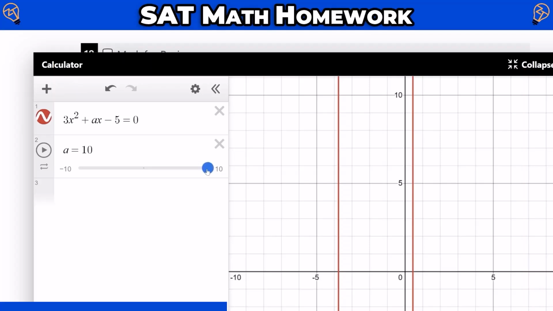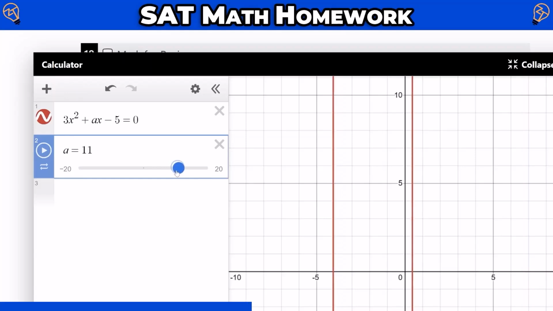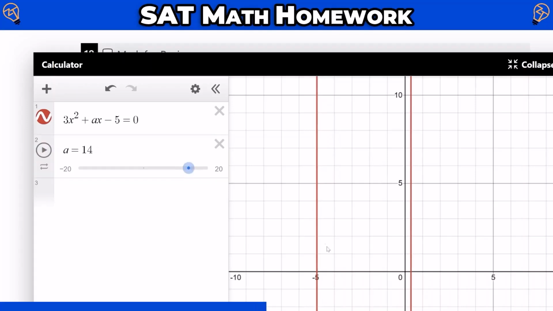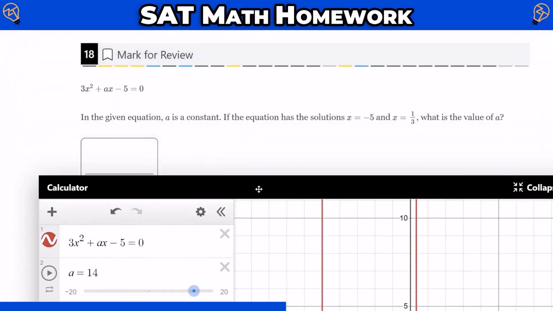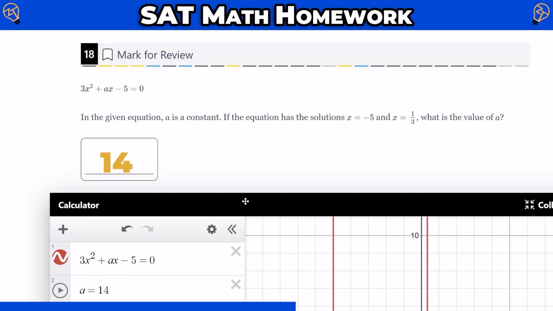However, I need to go bigger than 10. So I'm going to click here again and change the range. Maybe instead I'll go -20 to +20, and I'll just press enter. And then let's see how the slider is working. All right, as I get here, it gets a little bit tough to move. It looks like I'm right at 14. Let me confirm that by clicking here. Yep, -5, 0. And if I click here, that's 1/3, 0. And we know that those were the two solutions. So we figure out that a is 14, and we could just move on.